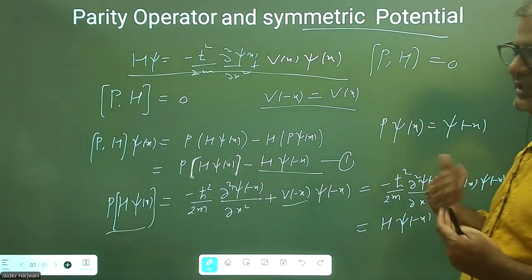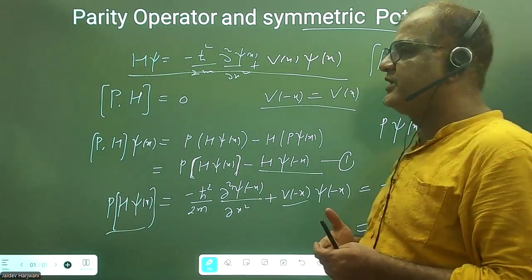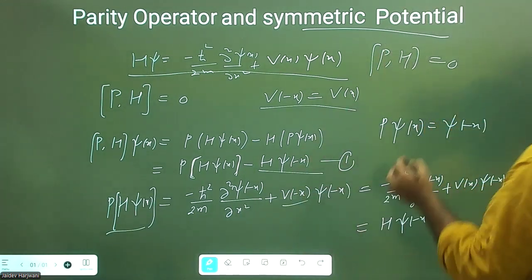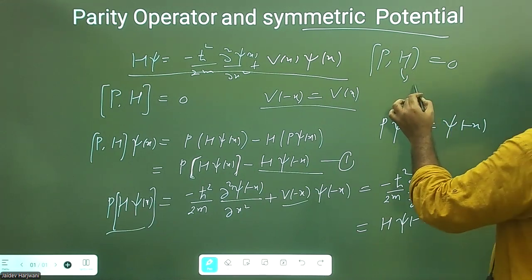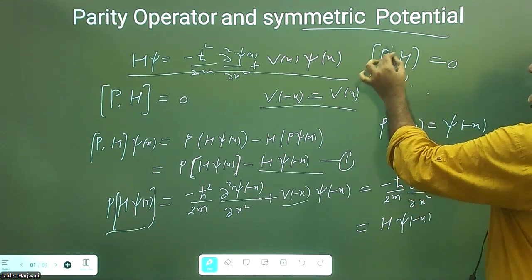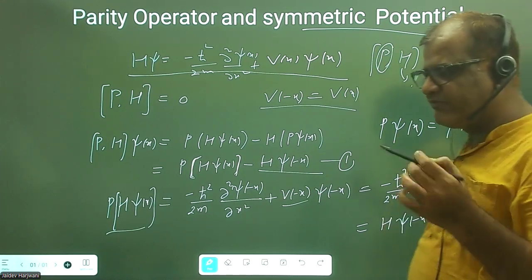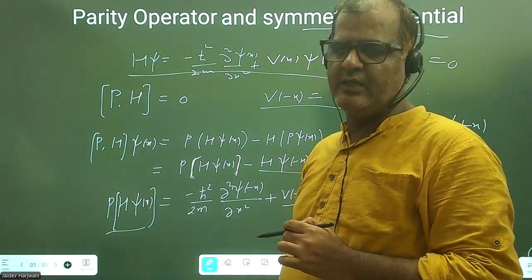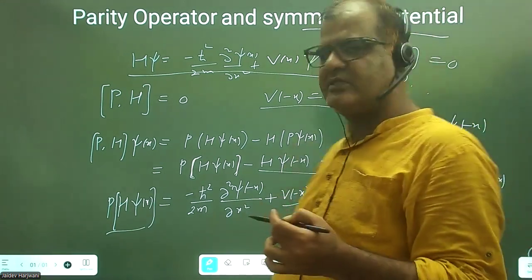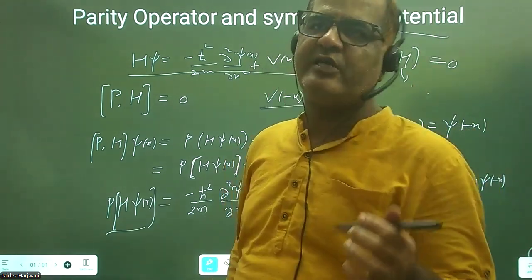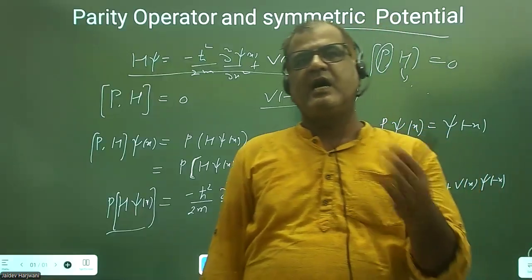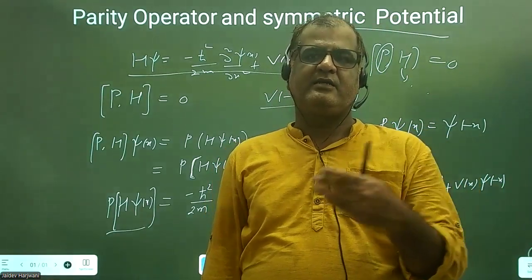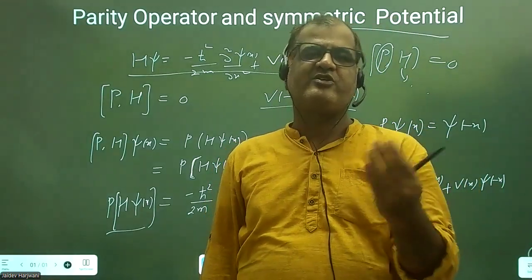Now I'm talking about only non-degenerate eigenstates. The non-degenerate eigenstates of the Hamiltonian will be either odd parity or even parity, because P can have only even and odd parity functions as eigenstates. So when we solve the symmetric infinite potential, we will see the eigenstates of the Hamiltonian are either odd or even functions, cos or sine functions only.